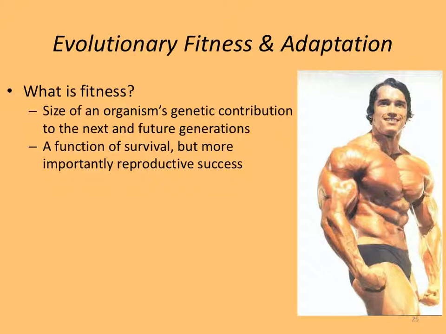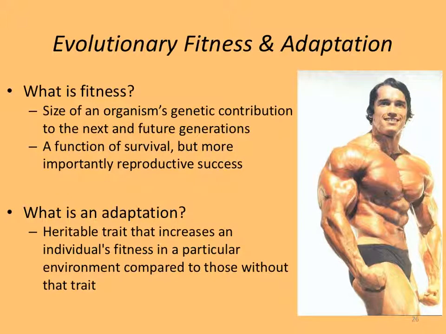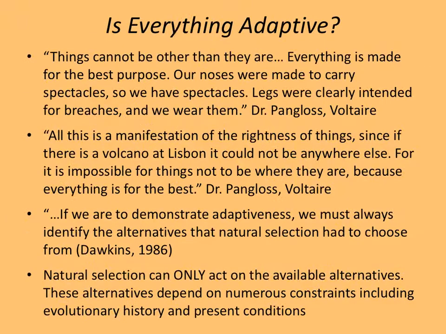How are Arnold Schwarzenegger and a toadfish similar? Anybody? Their brain size. They both have lots of small, cheap sperm. Okay, so we know what an adaptation is. The thing is, is everything adaptive? No.